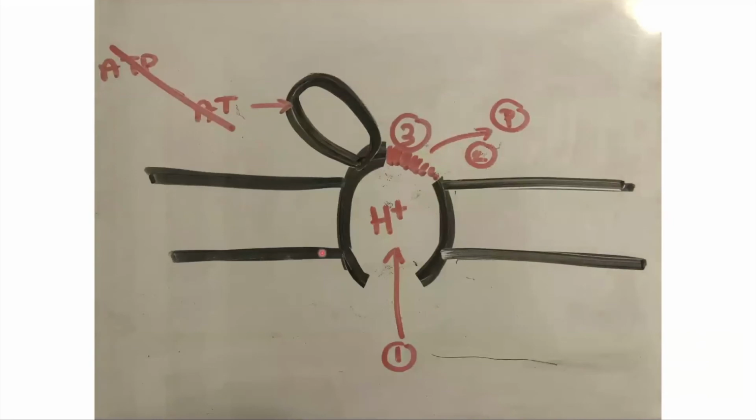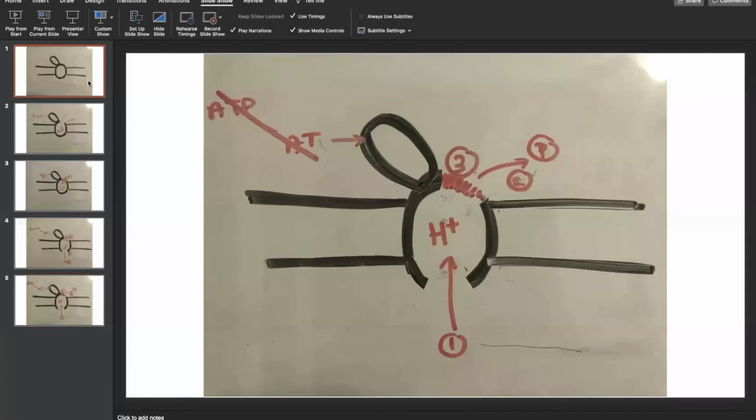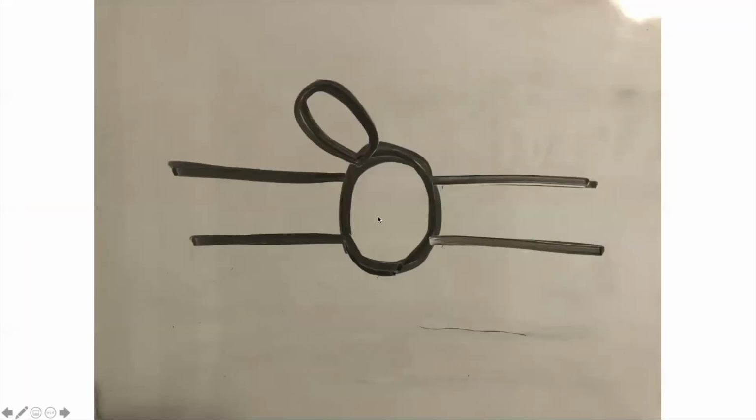The last step that you're going to have is a bunch of hydrogens from outside the cell is going to flood inside, which is going to basically cause just a restart. It's going to go back to the beginning, which is going to look just like this.